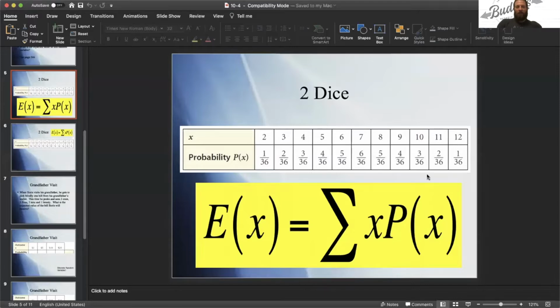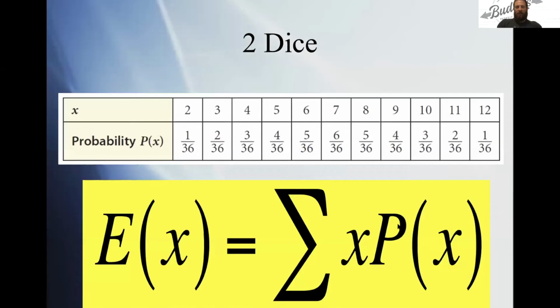Anyways, here is an example. These are all the values that you're going to roll on two dice, 2 through 12. And here's the probability for each. I think you know that.